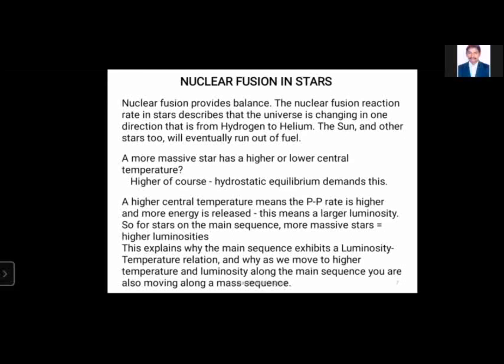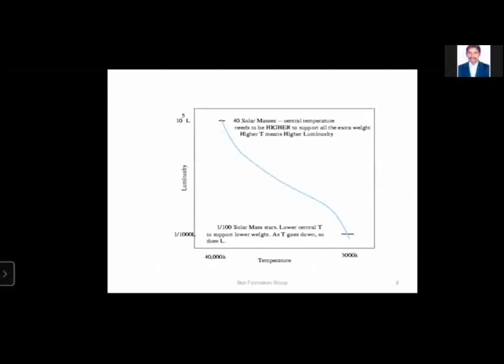This explains why the main sequence exhibits a luminosity-temperature relation, and why as we move to higher temperature and luminosity along the main sequence, we are also moving toward higher mass. This figure shows that as we move toward higher temperature, we are moving toward higher luminosity. It means that we are moving toward the more massive stars.